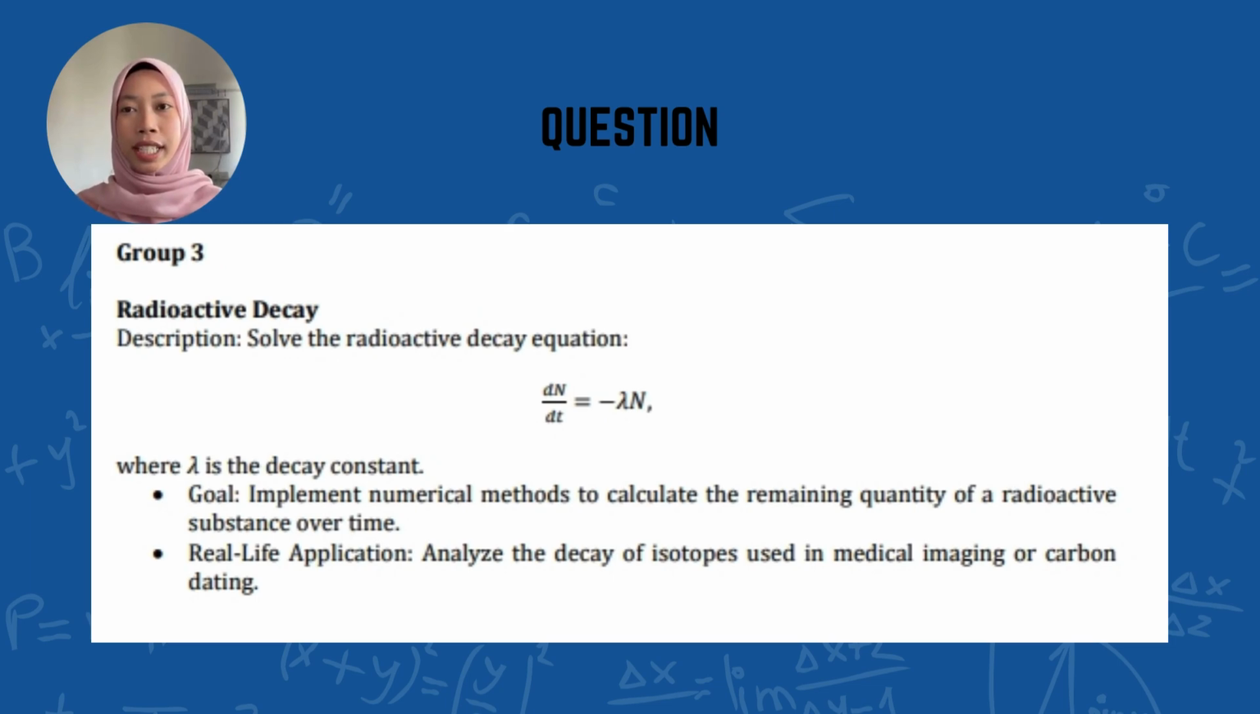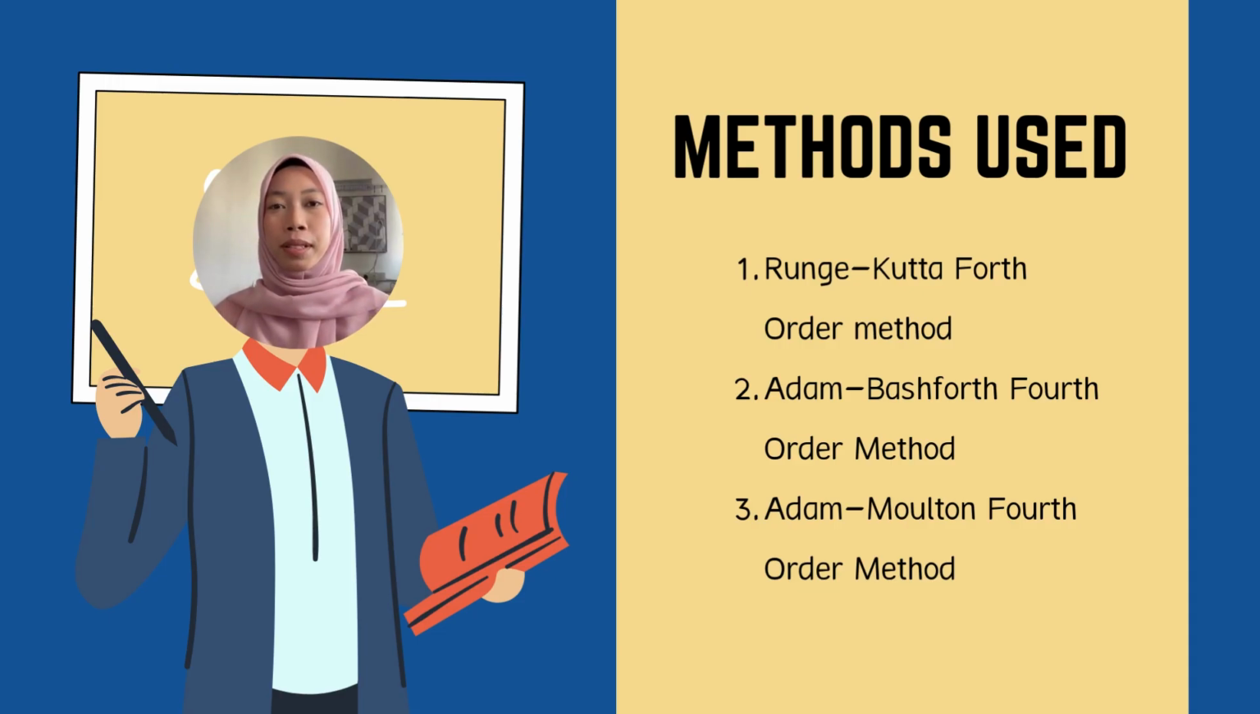Straight to our question, we got radioactive decay. We have to solve the radioactive decay equation, which is dN/dt equal to negative lambda N, where lambda is the decay constant. Our goal is to implement the numerical methods to calculate the remaining quantity of a radioactive substance over time. For the problem assigned, we have to use 3 methods to solve the radioactive decay equation. First, Runge-Kutta fourth-order method. Second, Adams-Bashforth fourth-order method. And last, Adams-Moulton fourth-order method.